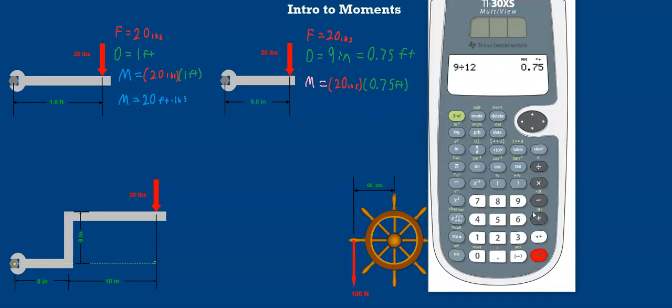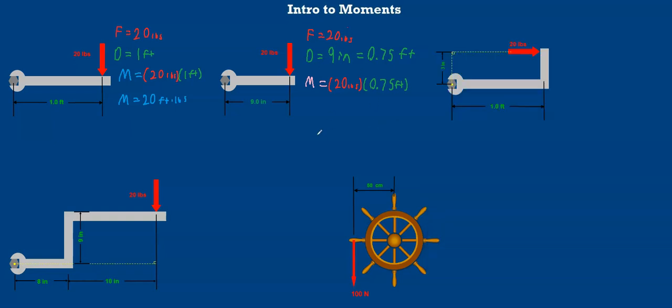We can say, well, what is 0.75 times 20? And we get a total moment of 15. So let's go ahead and write that out. We say our moment is equal to 15, and feet times pounds is still foot-pounds. Let me actually go ahead and box this one in as well. And then let's go ahead and take a look at this third example where our force is still 20 pounds.